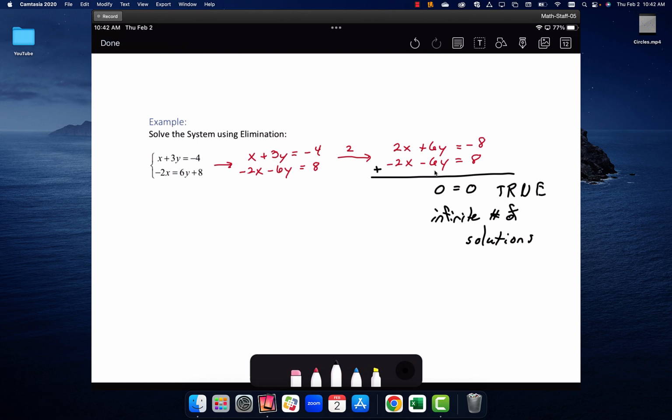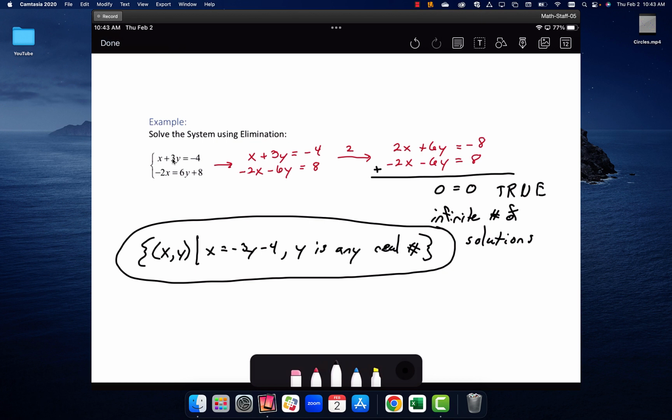Now, the way we write our answer is going to be a little cumbersome the first time you see it. We're going to write the opening curly brace. We're going to say all x, y such that, and we're going to solve one of the equations for a variable. In this case, we'll use x. x is equal to negative 3y minus 4. And then we'll put a comma, and then we have to define what y is. y is any real number. And this big mess is our answer to this infinite numbers of solutions system.